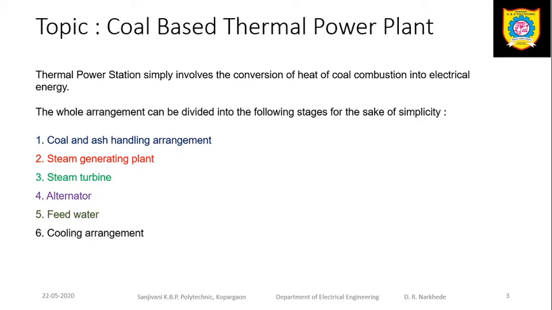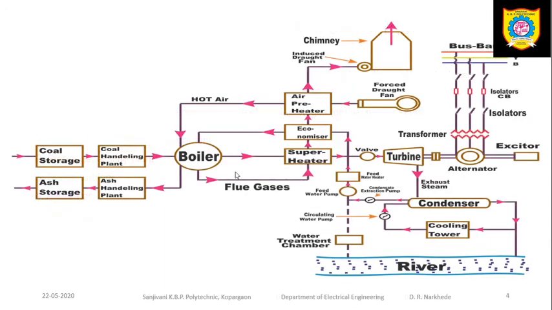The coal-based thermal power plant arrangement can be divided into certain stages. For the sake of simplicity, the first one is the coal and ash handling arrangement. Second one is the steam generating plant. Third one is the steam turbine. Fourth one is the alternator. Fifth one is the feed water system. And the sixth one is the cooling arrangement. Now, this is the layout of the thermal power plant.